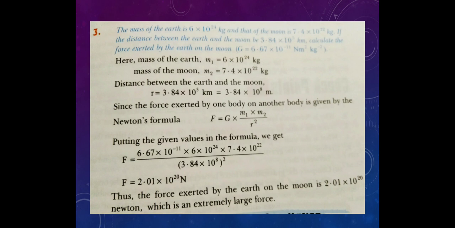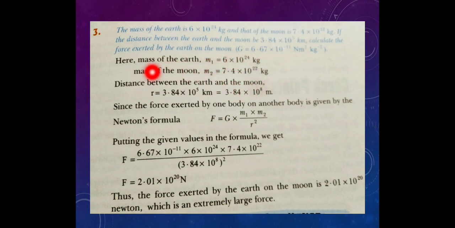Let's move on to the next sum. The mass of the earth is 6 into 10 to the power 24 kilogram. Here mass of the earth is given, moon is given, and the distance between earth and moon is given, 3.84 into 10 to the power 5 kilometer. Okay, it is not clear students. Calculate the force exerted by the earth on the moon.